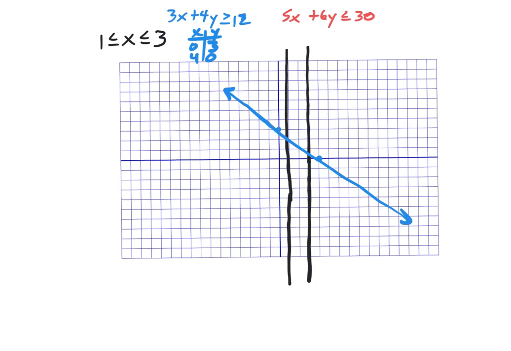For the last one, once again, cover-up method. When I plug 0 in for X, I get 6Y equals 30 essentially, and then 30 divided by 6 would be 5. When I plug 0 in for Y, 30 divided by 5 would be 6. So we have 6, 0, 0, 5. And it would also be a solid line.